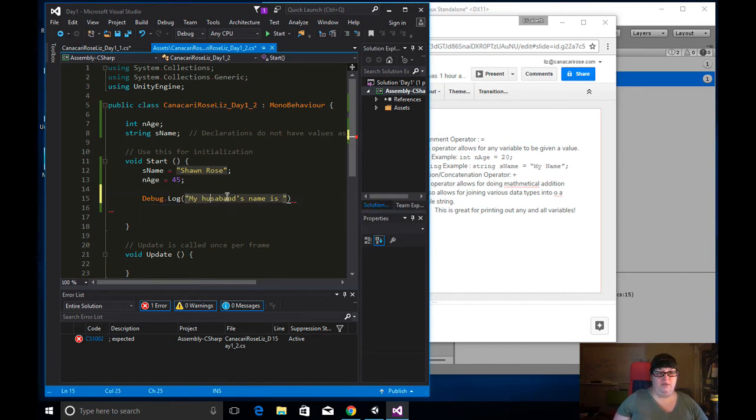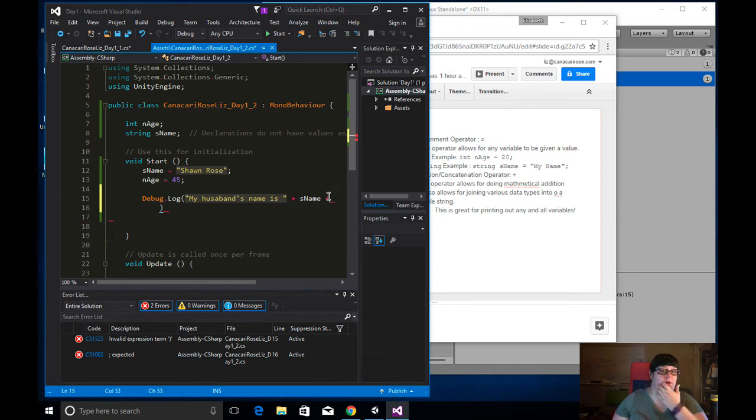So here's the first part of the sentence. I can use the plus operator and put in sName, and then I need to add another plus sign, and I can actually hit enter here. If you have a plus sign when you're writing out any sort of string and you're concatenating it, you can put it on multiple lines. So my husband's name is, and then we've concatenated the variable sName, so it should put in Sean Rose.